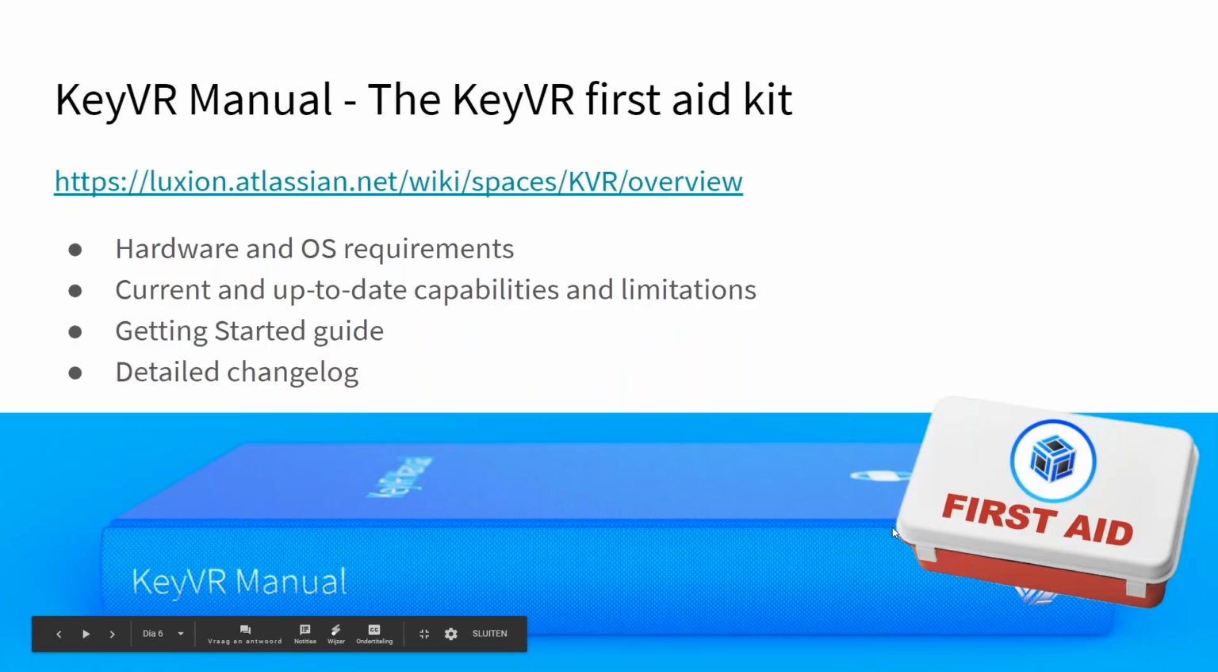So this is really something I will mention now and a few times over. We have the KeyVR manual, and it's really pretty much the KeyVR first aid kit. As you get this presentation later on, you can click this link. It's a very useful resource because it has hardware and operating system requirements with exact details of the things you should buy, or the steps to check if your current hardware fits the requirements. It has current and up-to-date capabilities for materials and model features. And perhaps most useful, it also has a quite comprehensive getting started guide that guides you through the whole setup, from hooking up the actual headsets to figuring out the driver settings to actually launching KeyVR and getting started. So it's a very useful resource.